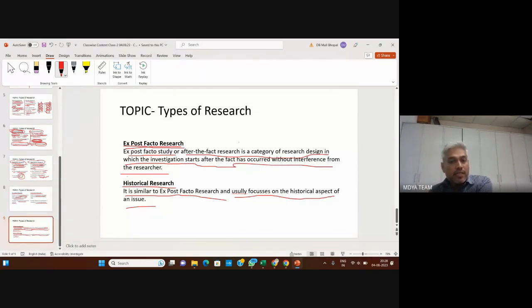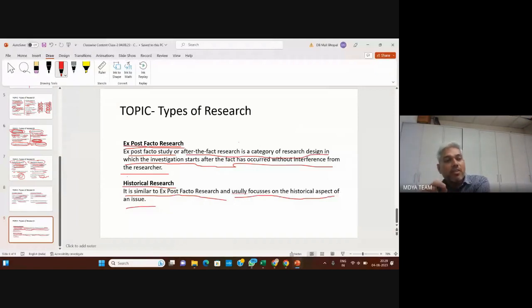And historical research is similar: the fact has already happened in history, and after that we are going through the historical aspect of the issue. So this is basically historical research. The example is Mughals have built a mosque on a temple, and now the ASI is going, like Gyanvapi is a current topic. So ASI is there to survey it, whether there is any mosque or a temple on the structure. So this is basically historical research.